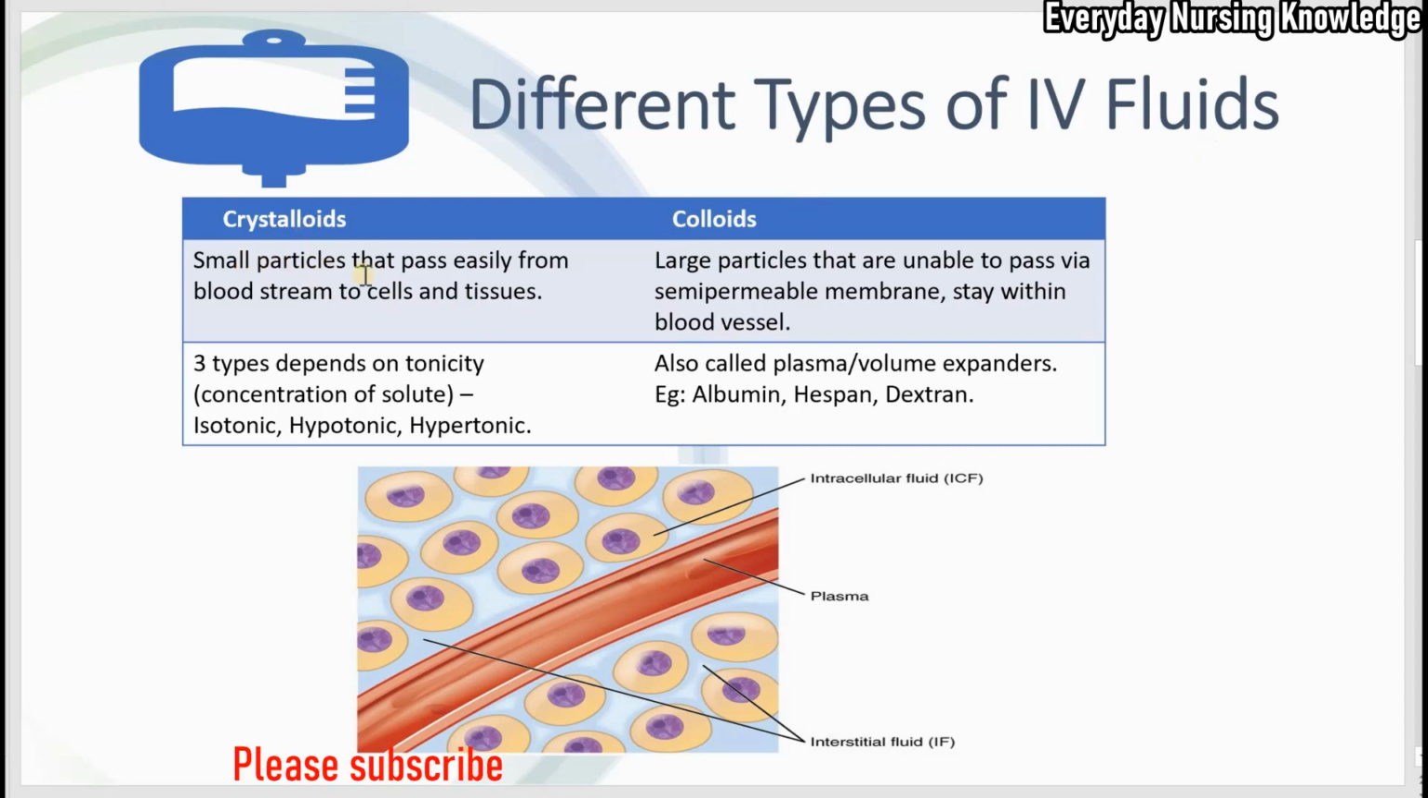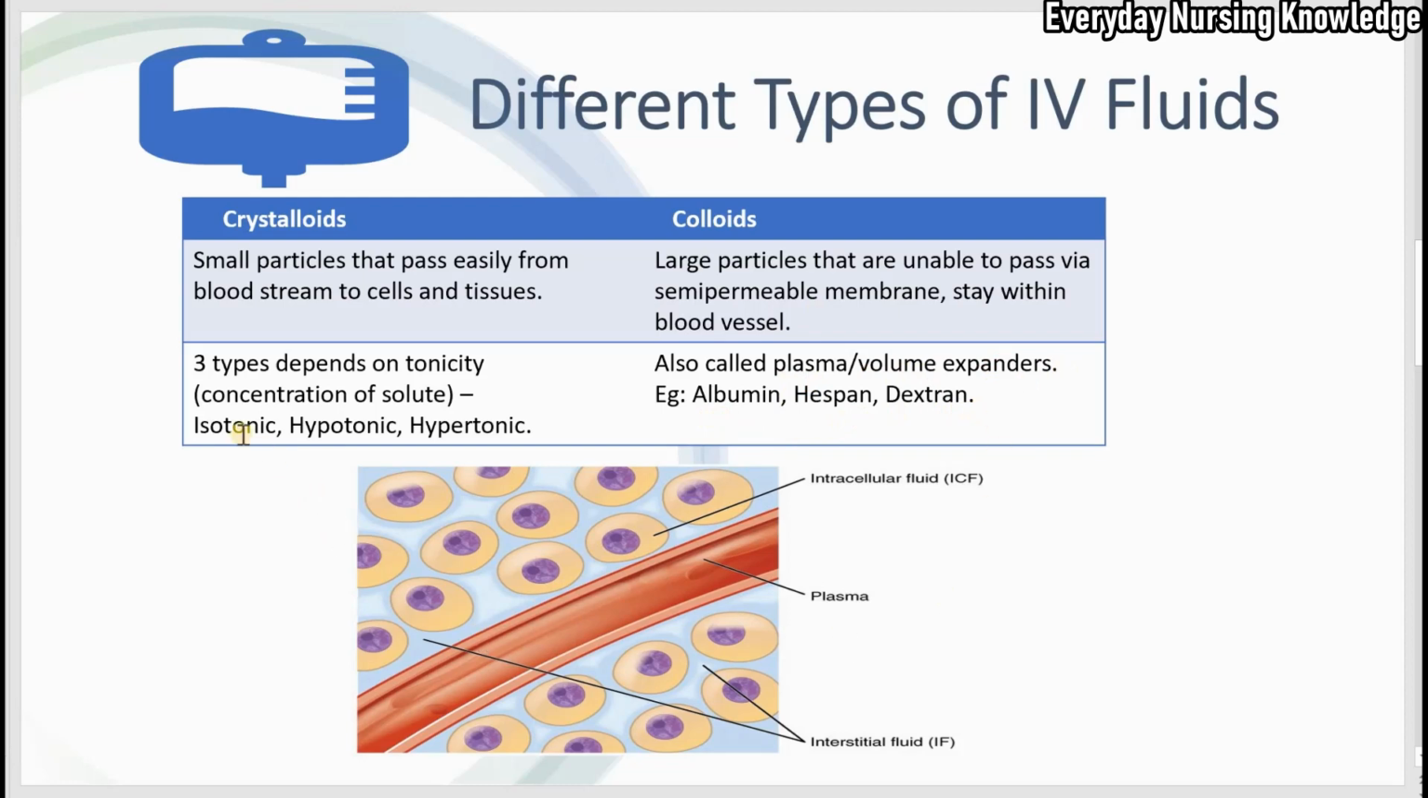Crystalloids have small particles. As a result, water moves from within the blood vessels to the interstitial fluid and to inside the cells. Crystalloids are generally classified into three types, which are isotonic, hypotonic, and hypertonic, depending upon the tonicity. Tonicity means the concentration, the amount of solute in it. Whereas colloids have larger particles, they are not able to pass through the membrane, and as a result they stay within the blood vessels. So they are also called plasma or volume expanders. Examples are albumin, hespan, and dextran.